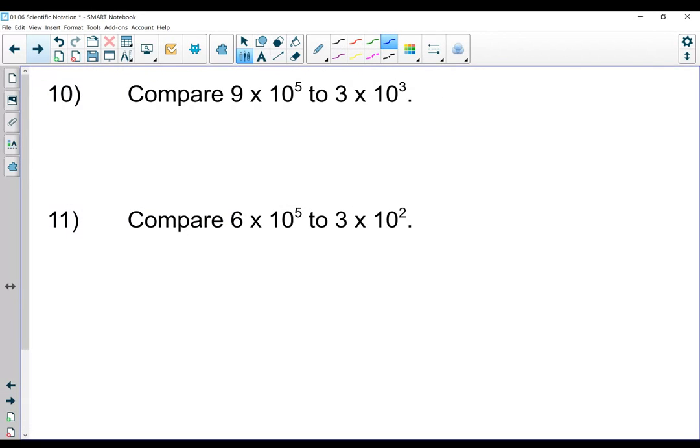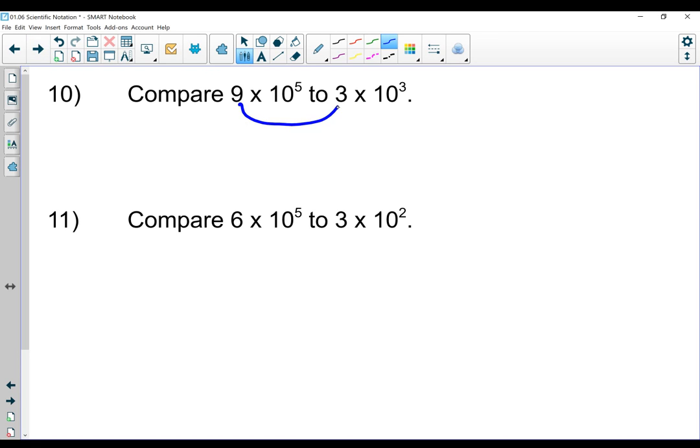Last two. The lesson wants you to compare some numbers. And these are some of the problems that you'll be doing on the quiz. And they're going to give you multiple choice answers where you're talking about how much bigger or how many times bigger one number is than the other. So that's kind of what they're looking for here.